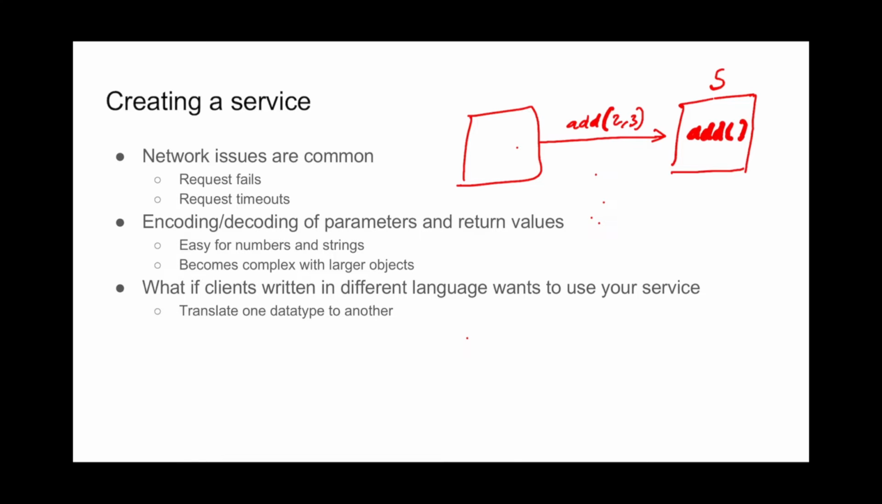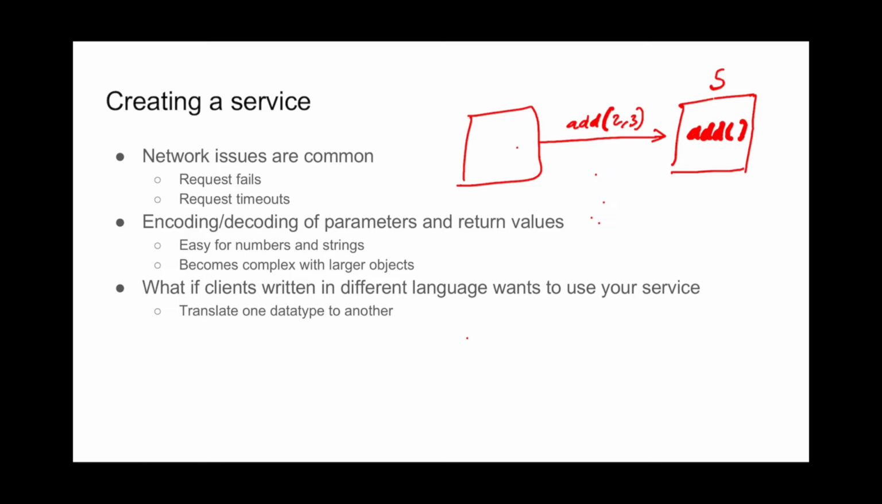The other challenge here is that we need to encode and decode the parameters and return values. In the previous case of local functions, all of the parameters and return values were stored in the local memory itself, so we can easily access those through pointers. But that's not the case when your service is running on a different machine. Whenever we are sending a request with the numbers 2 and 3 and also the function add, first we need to encode this into bytes, because over the network everything is in the form of bytes. So first we need to convert this add, 2, 3 into bytes and send it to the server, and the server then needs to decode this from the bytes.